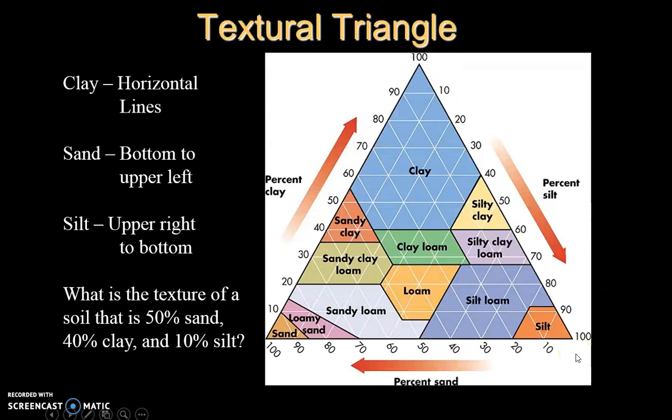And then our x-axis here is going to be our percent sand. So, for example, the question below is going to be, what's the texture composition of soil if it's 50% sand? So we go to 50% right here.